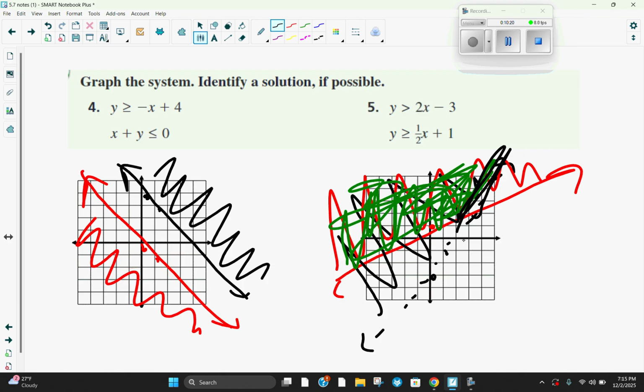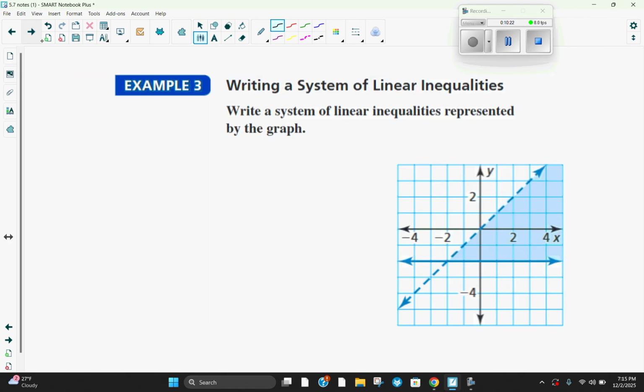And we can go over this when I get back a little bit more too. All right.